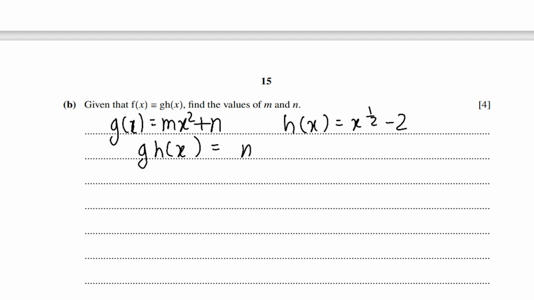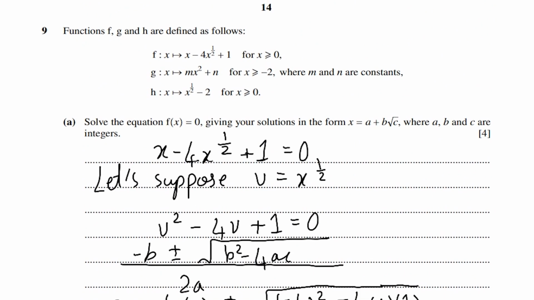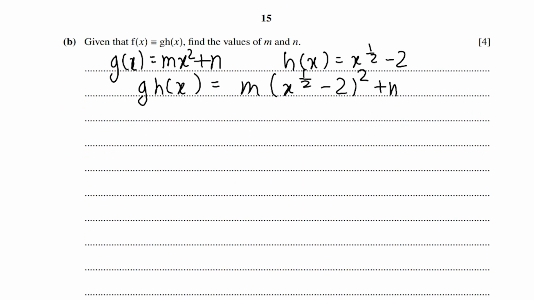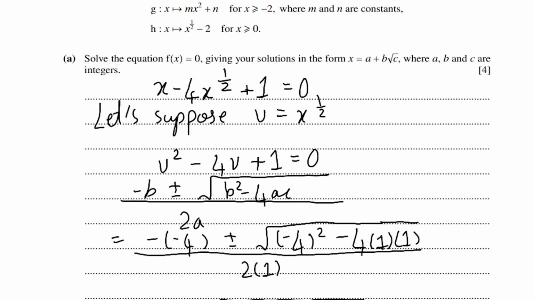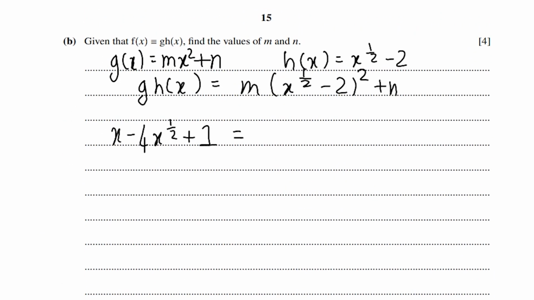Now gh(x) will be m, then putting h(x) here, (x^(1/2) − 2) squared, plus n. This is gh(x), and this thing is equal to f(x). Now f(x) is x minus 4x^(1/2) plus 1. This is f(x). Now this thing is equal to m(x^(1/2) − 2)² plus n. Now what we have to do is expand the right hand side.